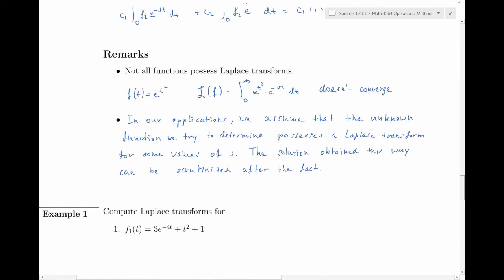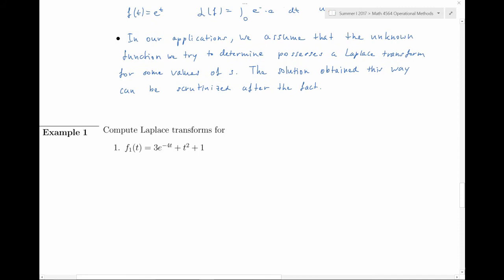Alright, that's enough theory. Let's do some computations. So suppose we need the Laplace transform of this very simple function. It's a sum of three functions. So the Laplace transform of f1 of t is just going to be the sum of the three Laplace transforms: 3 times the Laplace transform of e to the minus 4t, plus the Laplace transform of t squared, plus the Laplace transform of the function 1.